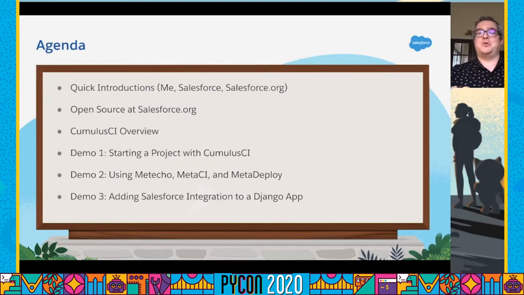In the first demo, we'll show creating a new Salesforce development project using Cumulus CI. And then in the second demo, we'll show the three web applications that we built on top of Cumulus CI using Python. Those are Metecho, MetaCI, and MetaDeploy. And then in the final demo, we'll bring it all together and apply it to you as a Python developer to show how you can integrate a Python web application with Salesforce.